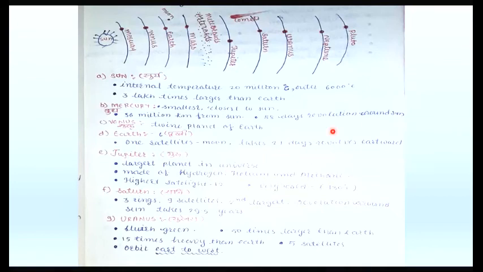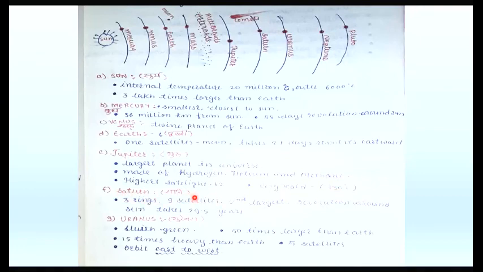eastward. Okay, now Jupiter, that is Guru, largest planet in universe, made of hydrogen, helium and methane. ये सब गैसेस से बना हुआ है. उसके बाद हाईएस्ट सैटेलाइट, कितने सैटेलाइट हैं इसके? 12 सैटेलाइट हैं. और वेरी कोल्ड टेम्परेचर अगर देखें तो इट्स -130 डिग्री सेल्सियस.